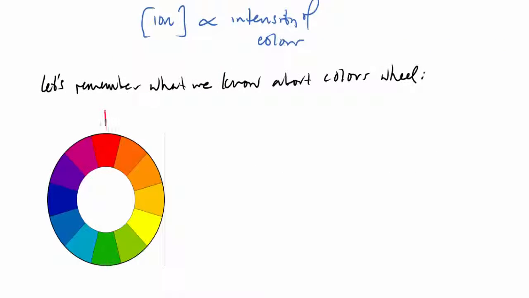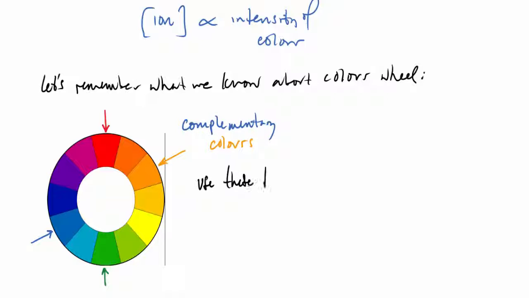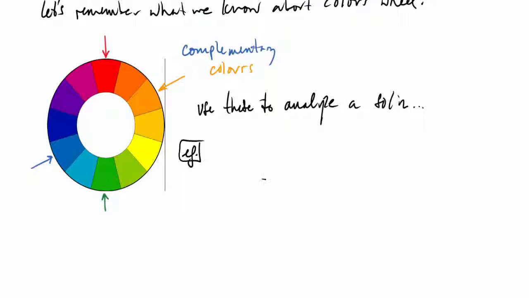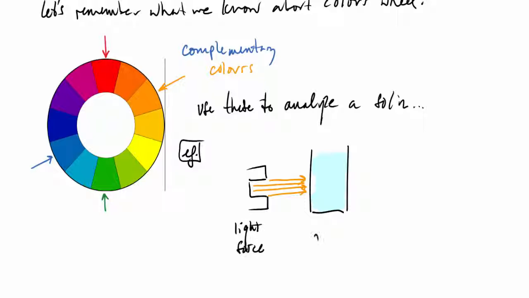See if you can remember the idea about complementary colors. See, red and green or blue and yellow, these are what we call complementary colors. So we're going to use these complementary colors to analyze a solution. Here's the setup. We'll have a solution, this one's blue in color, and we'll shine orange light through it. The complementary color of blue is orange.